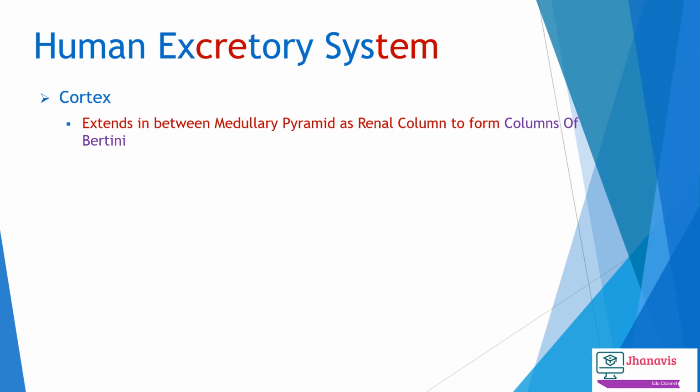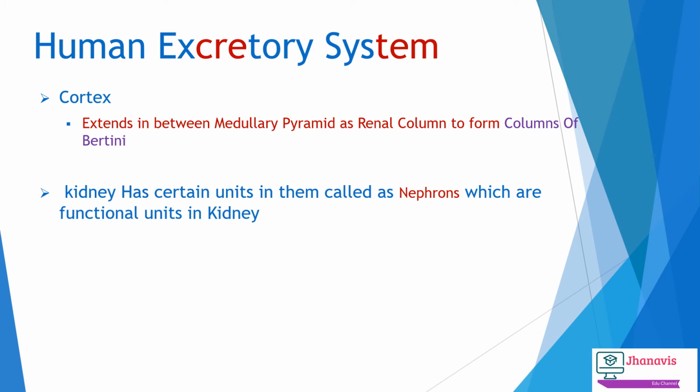The main important units present in the kidney are the nephrons. Nephrons play a very, very important functional role in the kidney to excrete the waste products. So let's talk in detail about the nephrons in this unit. Just to brush up, in the kidney you have two regions, one is the cortex and one is the medulla.